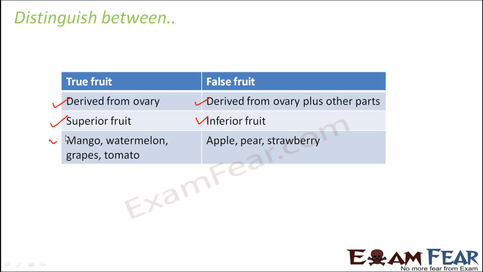Examples of true fruits would be mango, watermelon, grapes, tomato, whereas examples of false fruits would be apple, pear, strawberry. They are all examples of false fruits.